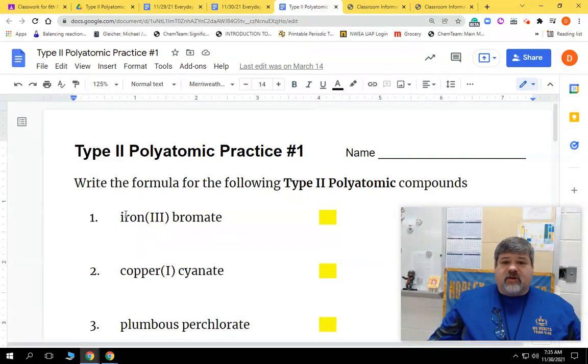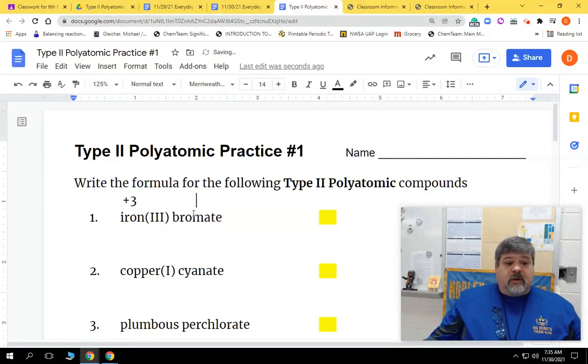Put our charges in. So when we write the formula, we have to put our charges in, and remember that when it's type 2, there's a Roman numeral that actually represents the charge of the metal, of the type 2 metal. So this is iron 3, so it's a +3.